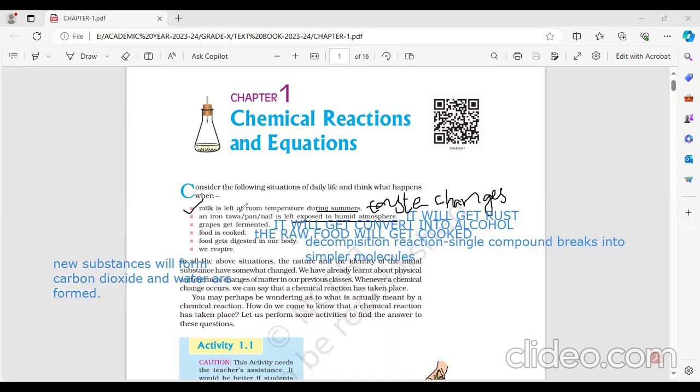Just once again, I'll brief it. When milk is left at room temperature, what happened? The taste changes. When iron material is exposed to a humid atmosphere, it gets rusted.